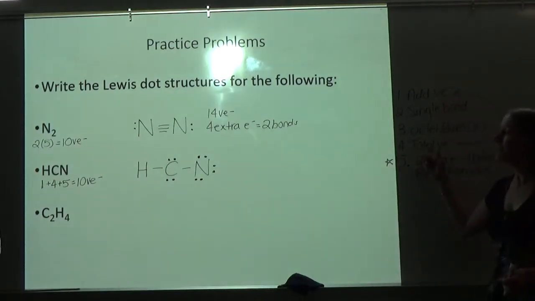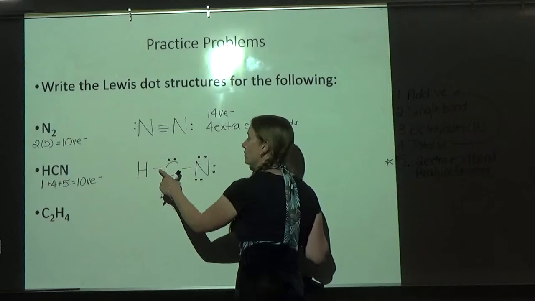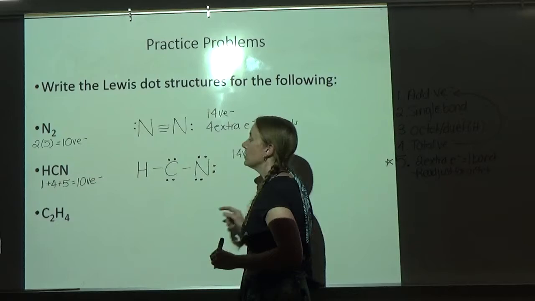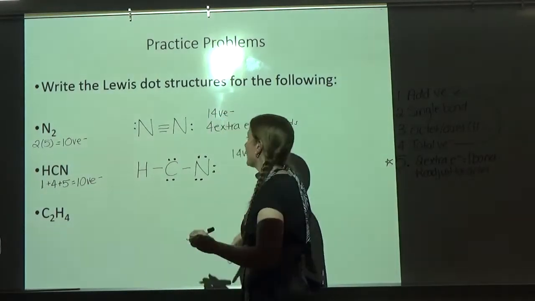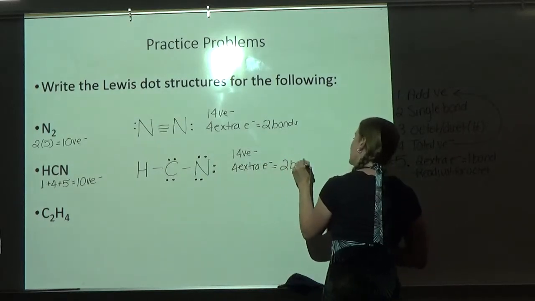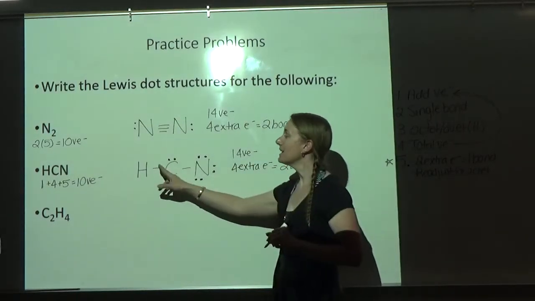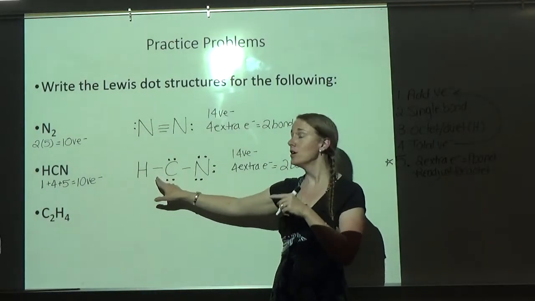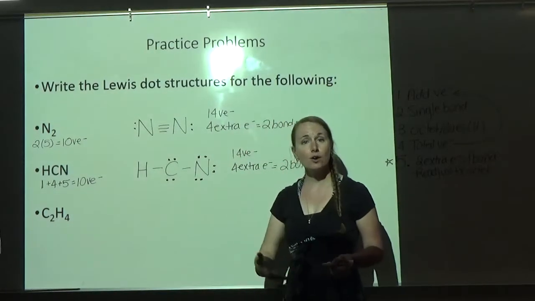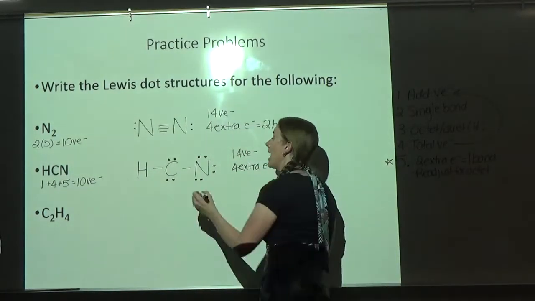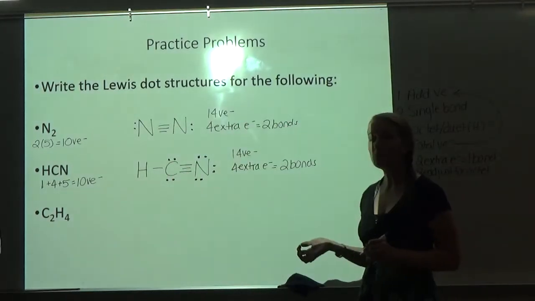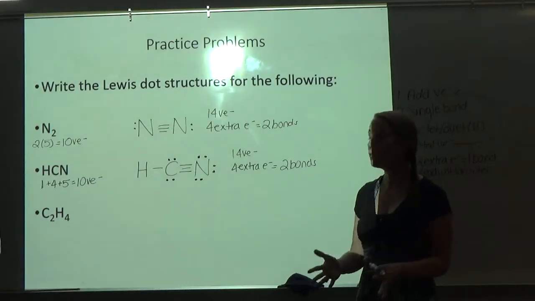Alright, so step 4, I check my total. So I have 2, 4, 6, 8, 10, 12, 14 valence electrons. Well, if you look, I'm only allowed to have 10. So that means I have 4 extra electrons, which means, again, I need 2 more bonds. I cannot put another bond to hydrogen. Remember, hydrogen follows the duet rule. It already has 2, so it's already full in its valence electron shell. I have to put both of them to the nitrogen. So that's very important to remember. Hydrogen can only accommodate 1 bond.